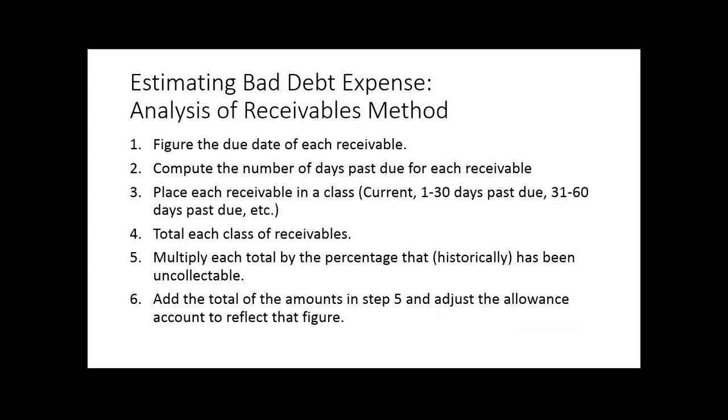All right, the other method is the analysis of receivables method. It's a little more complex, but it's no great shakes. What you do basically is you take each account receivable, each account that somebody owes you, and you figure out the due date. If the due date is past, then they are overdue, and you place each one in a category based on how long overdue they are. Most people have categories called current or not past due, for all the people whose due date hasn't arrived yet, then 1 to 30 days past due, 31 to 60 days past due, 61 to 90 days past due.